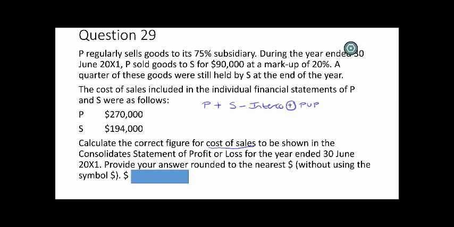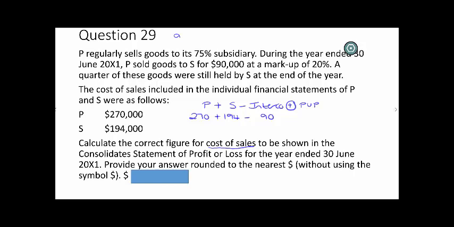So in this case, where we've been given the cost of sales for both entities, we can go and add those together. And then at the start, it tells us that there has been goods sold from P to S of 90,000 during the year. So we'll go and deduct those out as intragroup trading. The other adjustment though is that we need to actually calculate what this unrealised profit is.